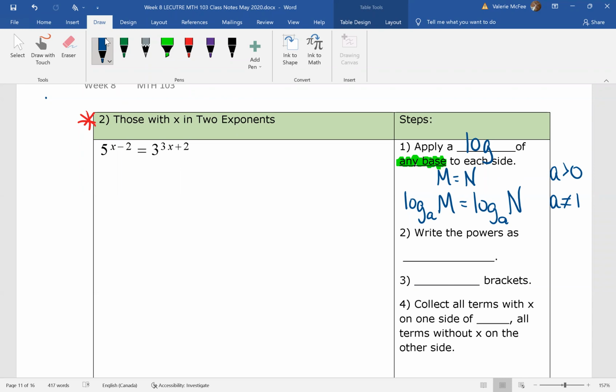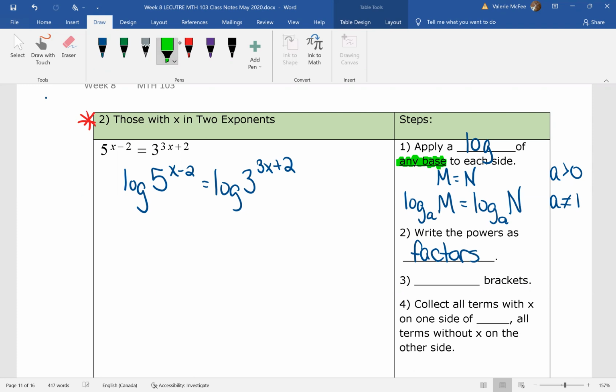I usually use the common log or the natural log because they're easier to write. So here, let's apply the common log to both sides. That means I don't have to write my base 10. So we're being a little bit lazy, but that's okay. Next step, we're going to write the powers as factors. Remember that property? It said we can write these powers as factors.